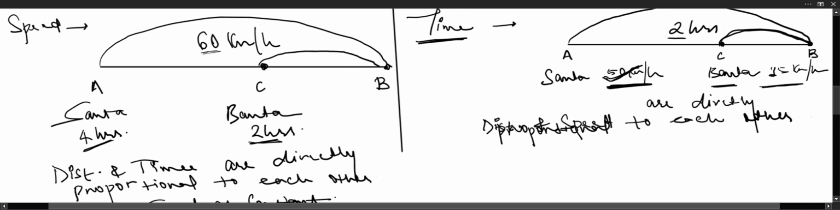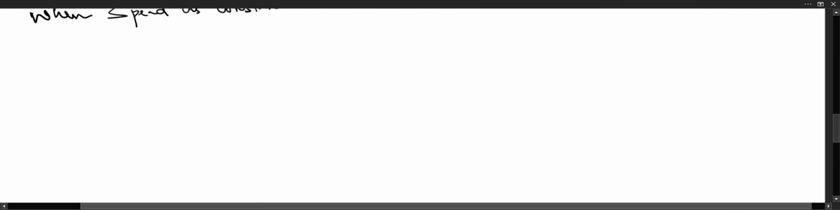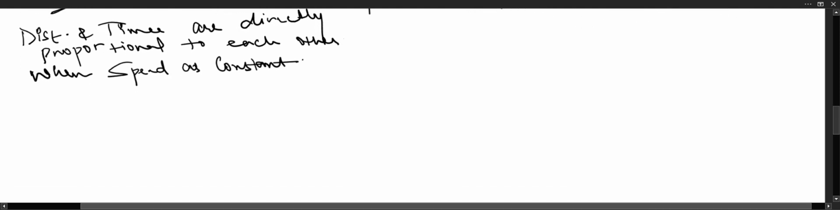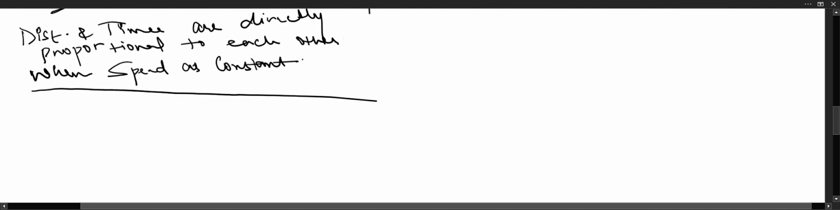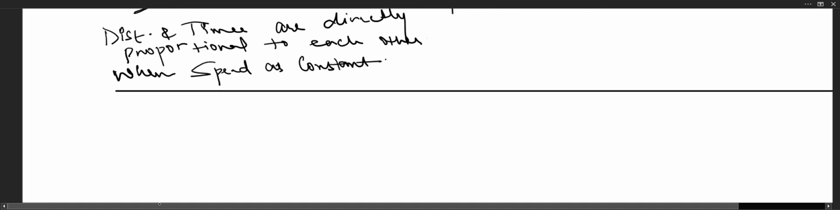So this was all about the relationship between speed, time and distance. Now we will try to understand how the conversion of unit takes place. First, we will take unit of distance. We will start with unit of distance.